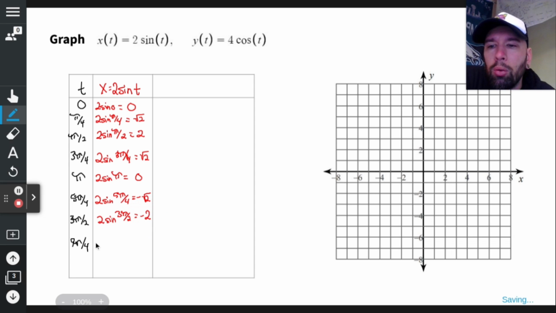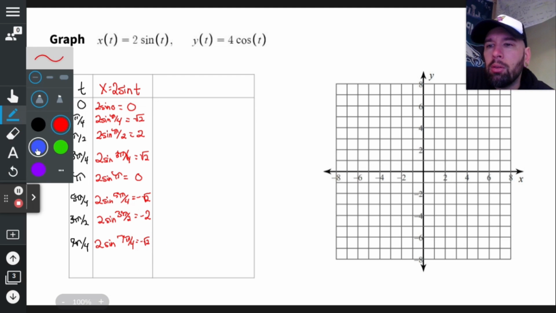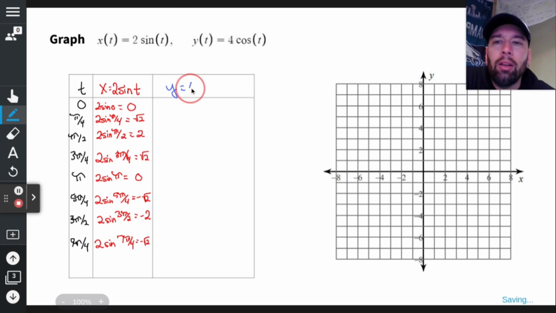And then 2 times sine of 7 pi over 4, not 5, is going to be negative root 2 over 2, so 2 times negative root 2 over 2 is, again, negative root 2. Okay, so those are my x values. My y values, 4 cos t, is going to be 4 cos 0. Cos 0 is 1, so 4 times 1 is 4.